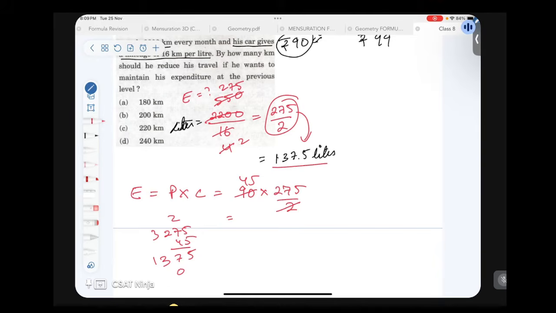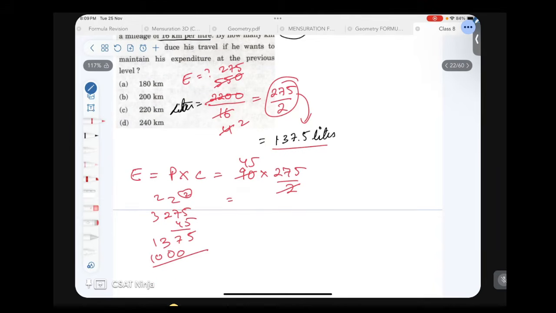4 5s are 20, 0, 2 in hand. 4 7s are 28, 29, 30, 3 in hand. 4 8s are 32, 33, 34, 35. So the expenditure is nothing but 12,375.